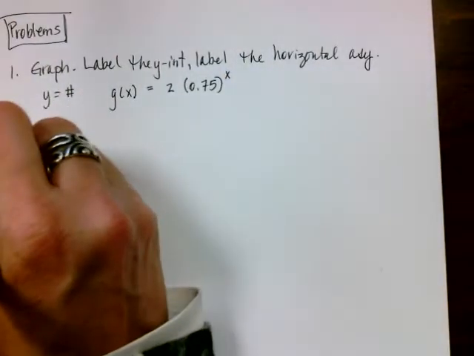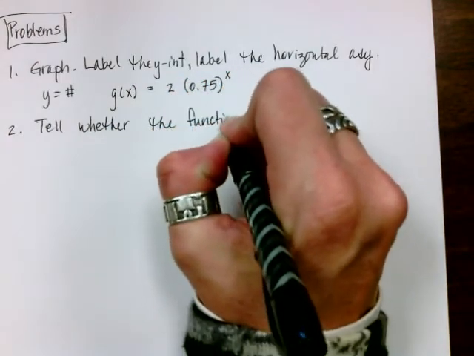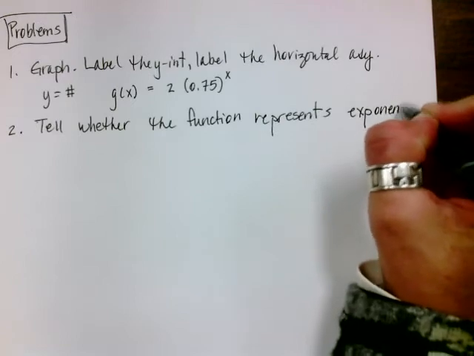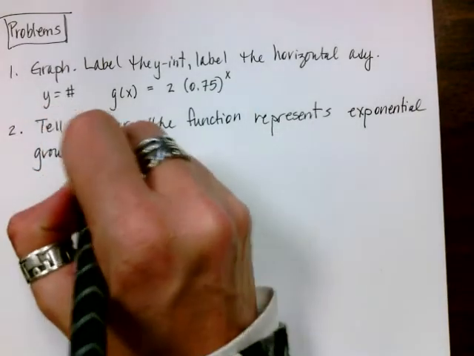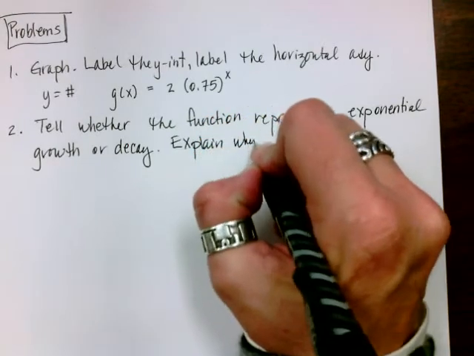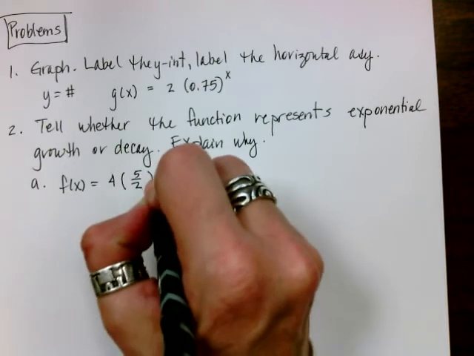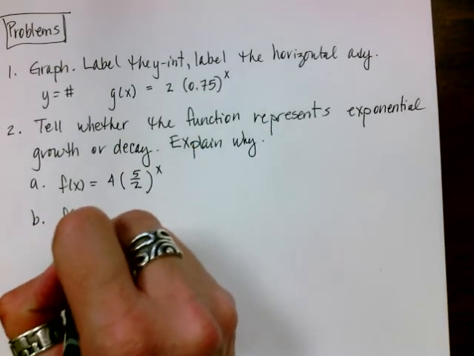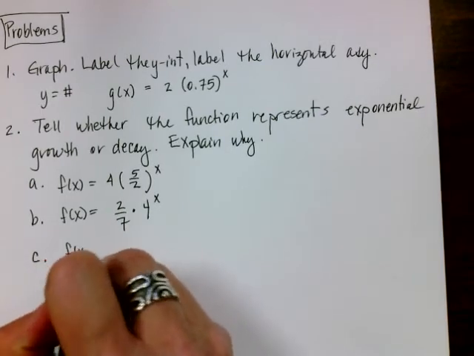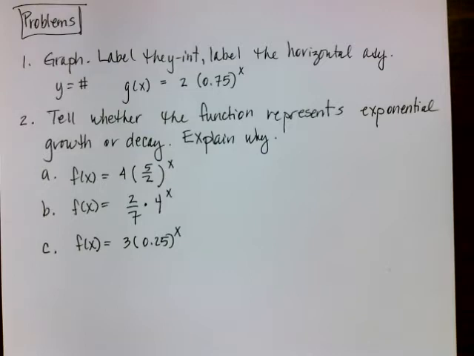All right? The second one says tell whether the function represents exponential growth or decay. All right, and then you're asked to explain why. All right, so the first equation is going to be f of x is equal to 4 times 5 divided by 2 raised to the x. The second one is f of x is equal to 2 over 7 times 4 to the x. And then the last one of these is f of x is equal to 3 times 0.25 raised to the x. Remember, the growth or decay is determined by b.